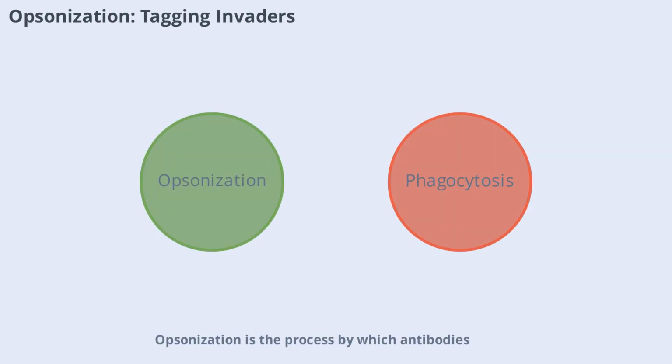Opsonization is the process by which antibodies and complement proteins tag pathogens for destruction. This tagging makes it easier for phagocytes to recognize and engulf invaders, streamlining the immune response and increasing efficiency.